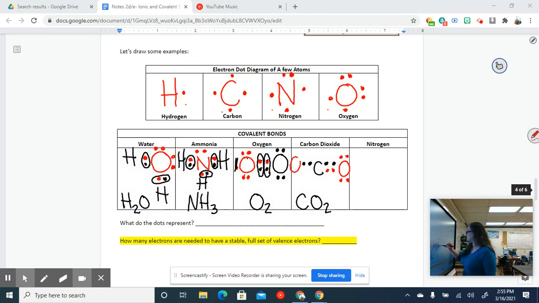And then this oxygen goes over here. 1, 2, 3, 4, 5, and 6. So we have 2 shared pairs between this oxygen and this carbon. This oxygen has 1, 2, 3, 4, 5, 6, 7, 8. This carbon has 1, 2, 3, 4, 5, 6, 7, 8.